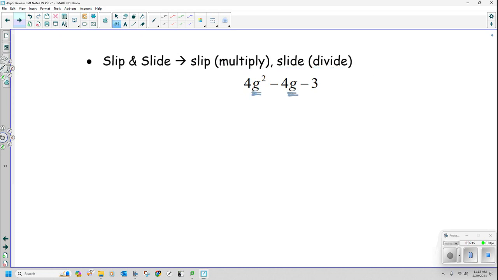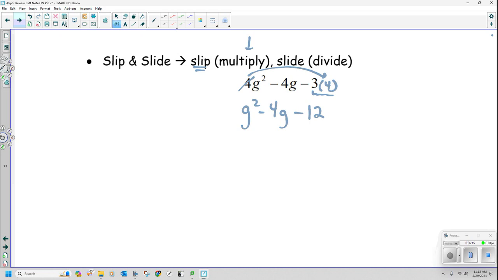Notice there's a G here, there's a G here, but there's not a G in this term. So I can't even take out a G. So what do I do? I slip the 4 to the back by multiplying it by my back number. That's what I do, I multiply. So this goes bye-bye. I have G squared minus 4G minus 3 times 4 is 12. All right? Now I'm back to that product sum method.